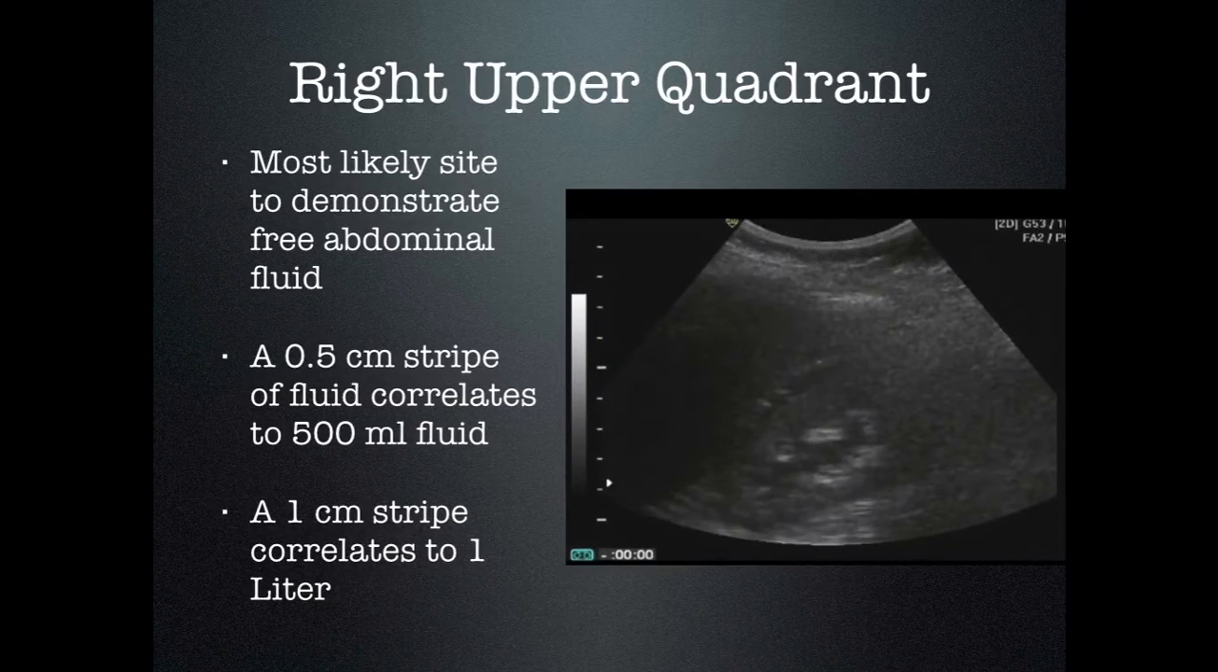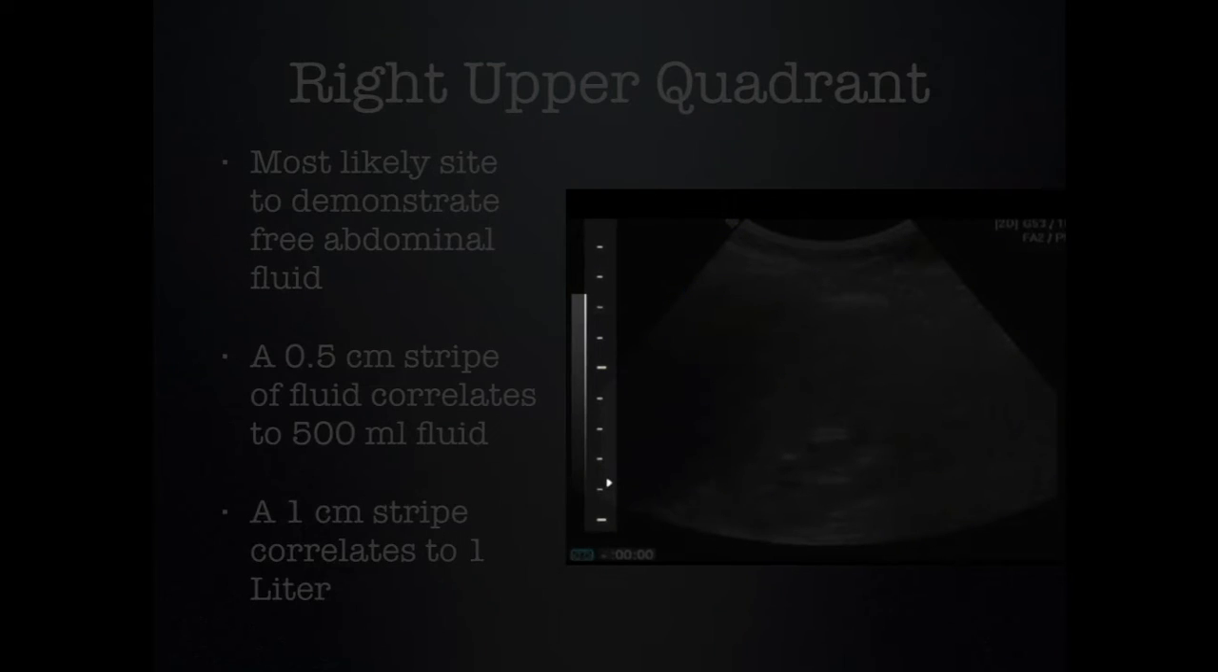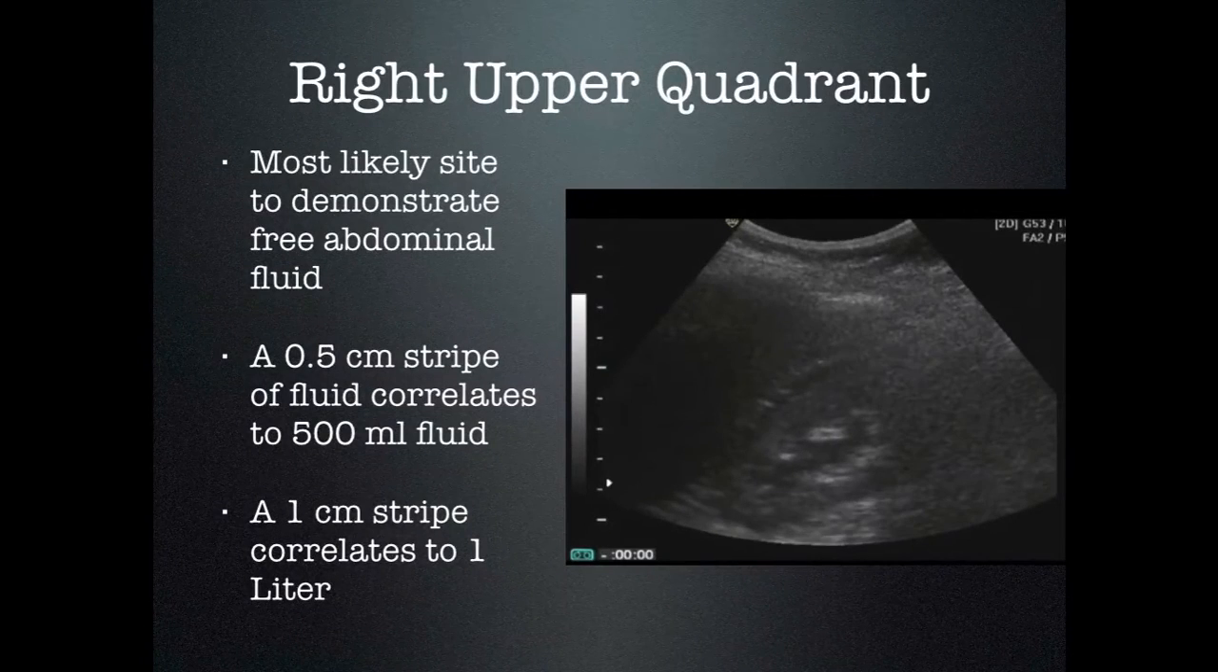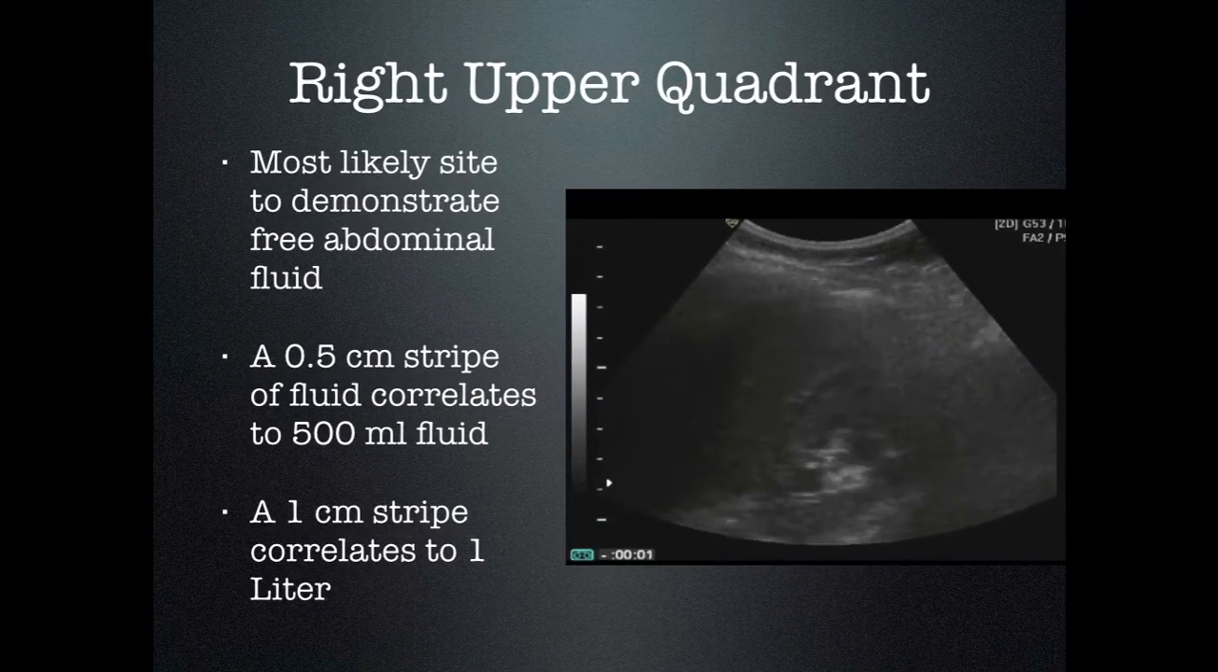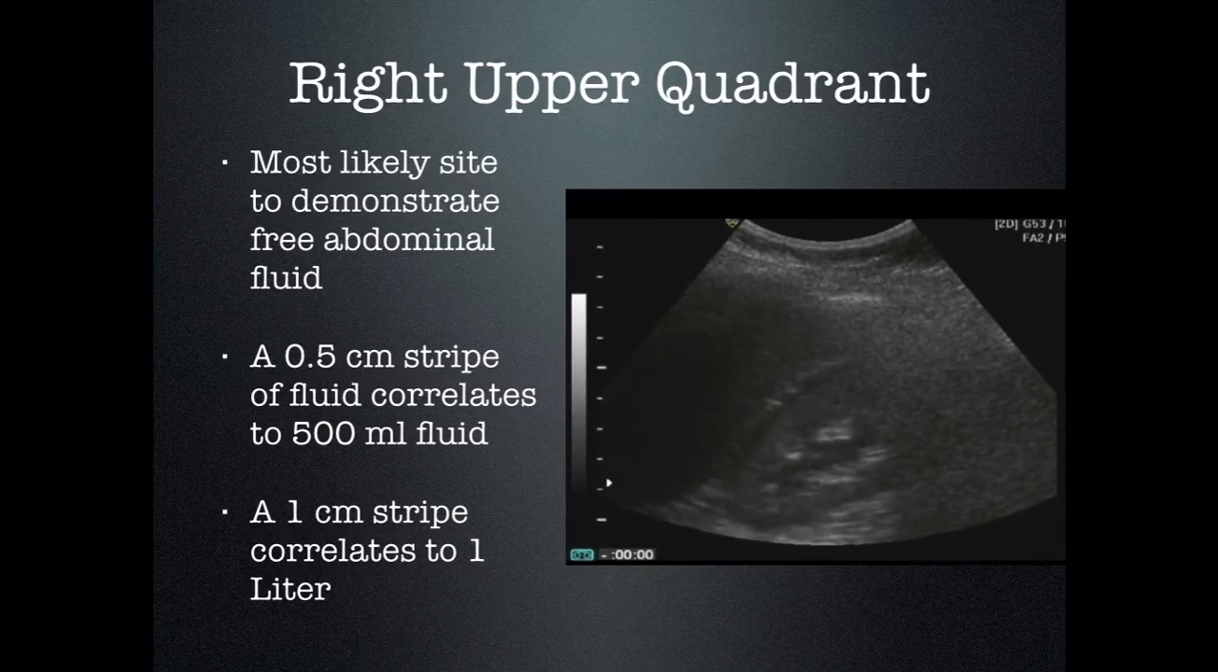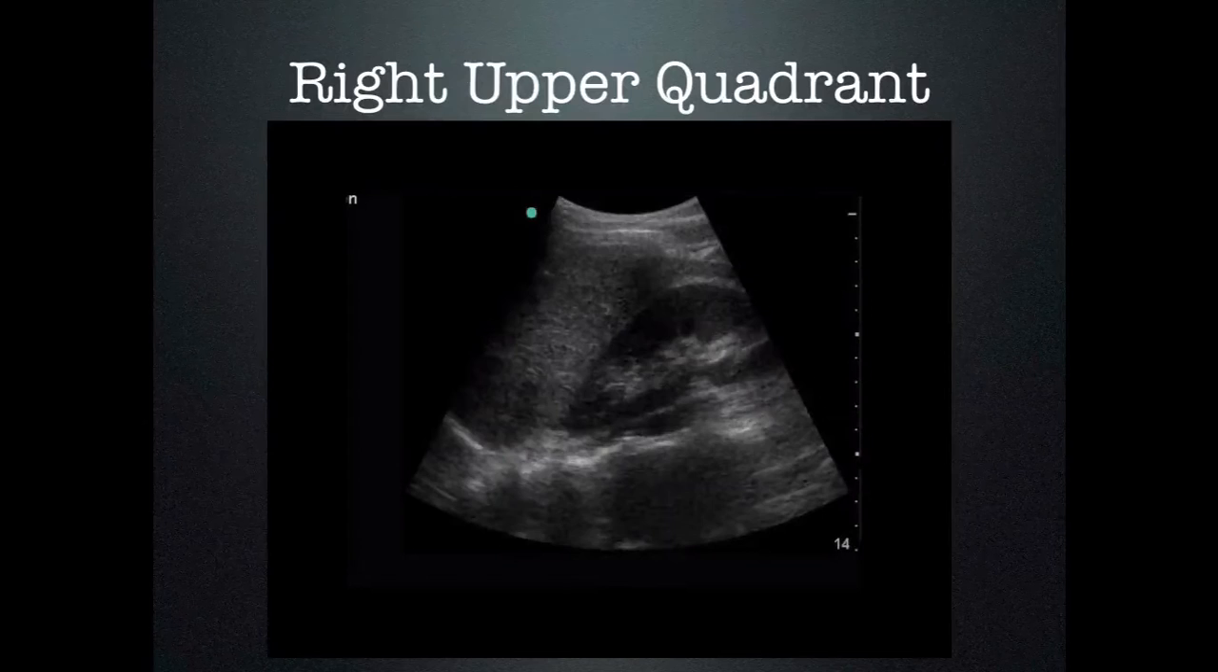So in the supine patient, Morrison's pouch is the most dependent portion of the abdomen where fluid can collect. About a half centimeter stripe correlates to about 500 milliliters of blood. If we look at the markers on the left side of the ultrasound screen, each one of those dots represents a centimeter. So a half centimeter, which is about what we're looking at here, correlates to about half a liter of blood. A centimeter stripe correlates to about a liter of blood.